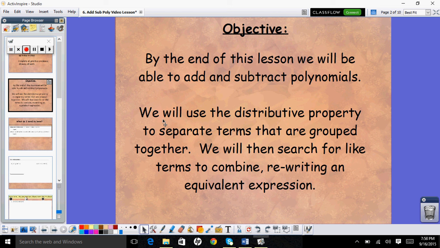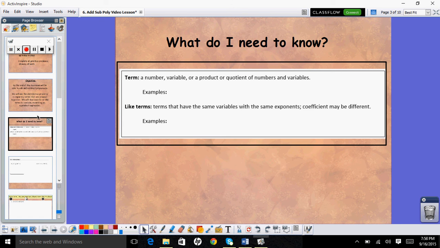We will use the distributive property to separate terms that are grouped together. We will then search for like terms to combine so that we can rewrite an equivalent expression. What do I need to know? Well, first, you need to know what terms are.